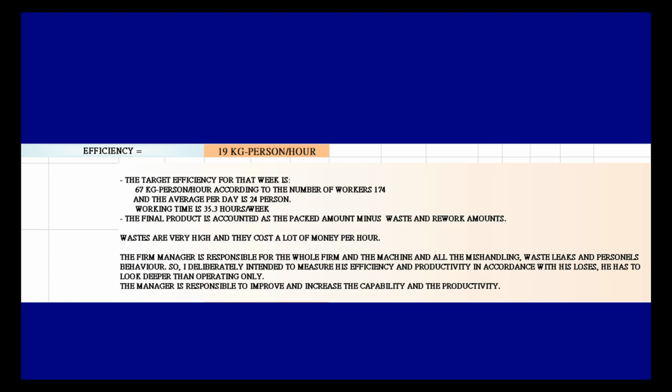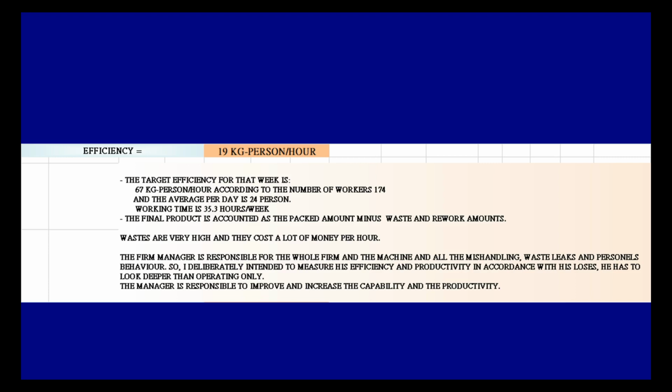Efficiency equals 19 kg per person per hour. The target efficiency for that week is 67 kg per person per hour, according to the number of workers, 174, and the average per day is 24 persons. Working time is 35.3 hours per week. The final product is accounted as the packed amount minus waste and rework amounts.